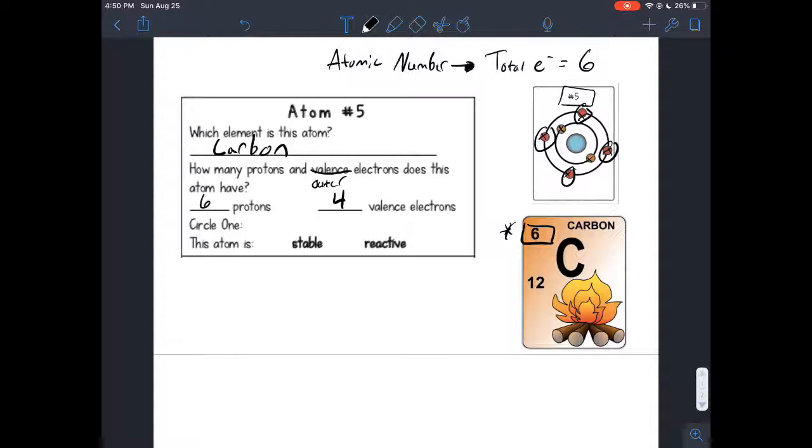In some cases, depending on the way this looks, you might be able to tell that the valence electrons in these cards are darker because they're red versus yellow, but that might not print out the best. So just count the exterior layer.